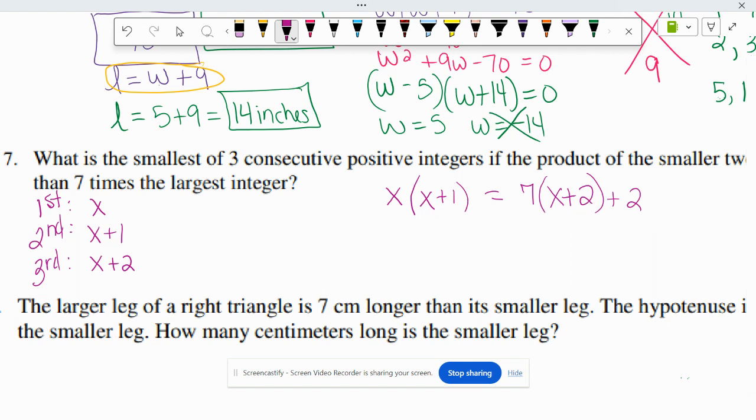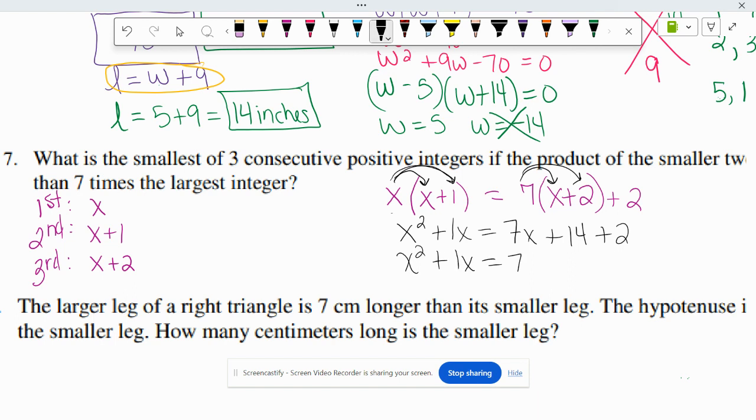So let's see. What do I need to do to get the parentheses all gone? Yeah, we're going to multiply or distribute. Absolutely. X times x is x squared. X times 1 is x, awesome. 7 times x is 7x, perfect. And 7 times 2 is 14, perfect. Don't forget you have that little plus 2 dangling at the end. So if I combine my like terms, I have x squared plus 1x equals 7x plus 16.